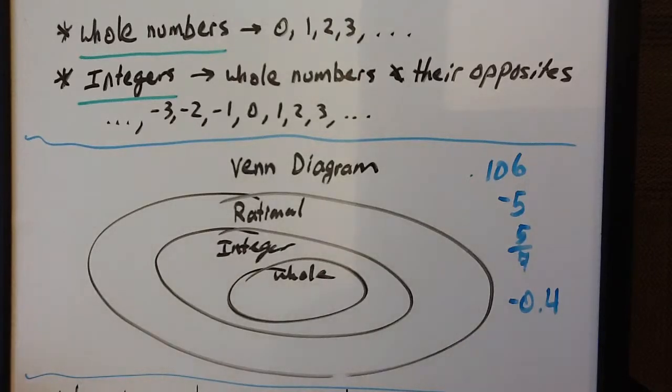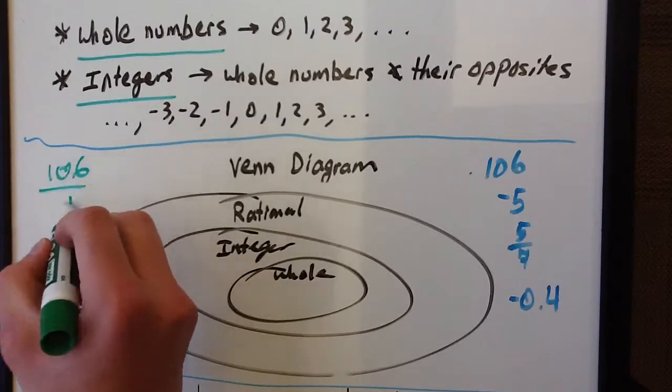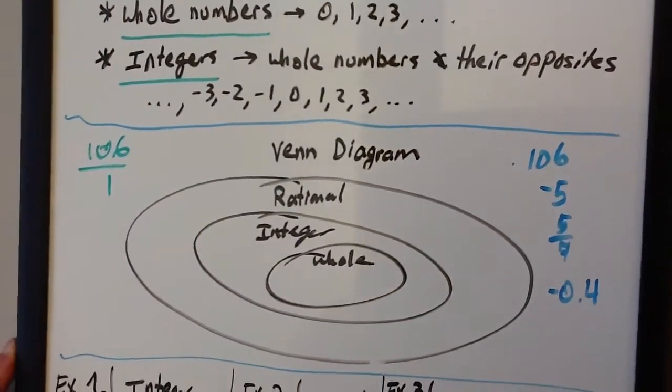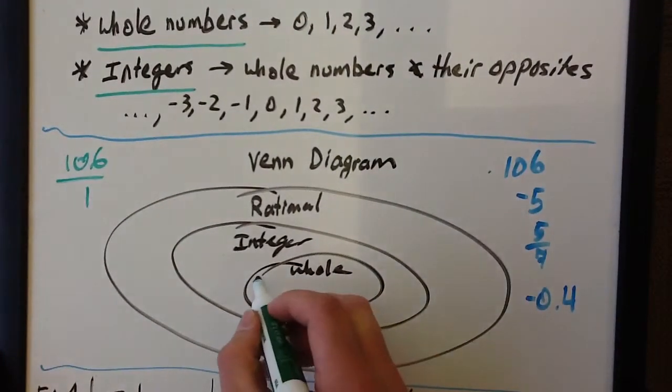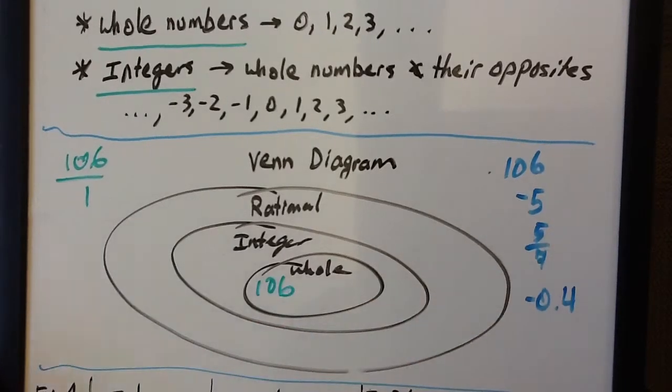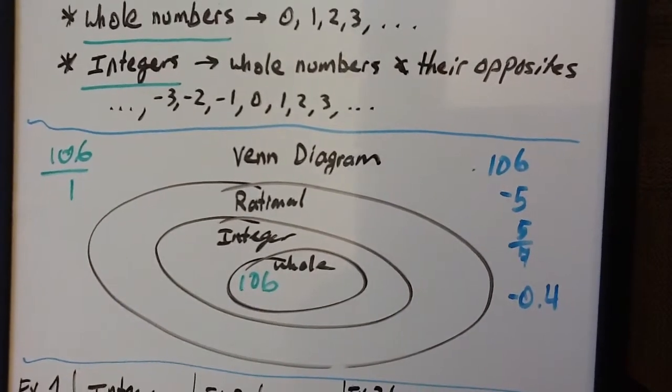First off, is this rational? Yes, it is, because you can write 106 as a fraction by putting it over 1. So it is rational. Is it an integer? Yes, it is. Is it whole? Yes, it is. So we're going to put 106 in the whole number circle, which means it's whole, it's an integer, and it is rational. It's all 3 of those.